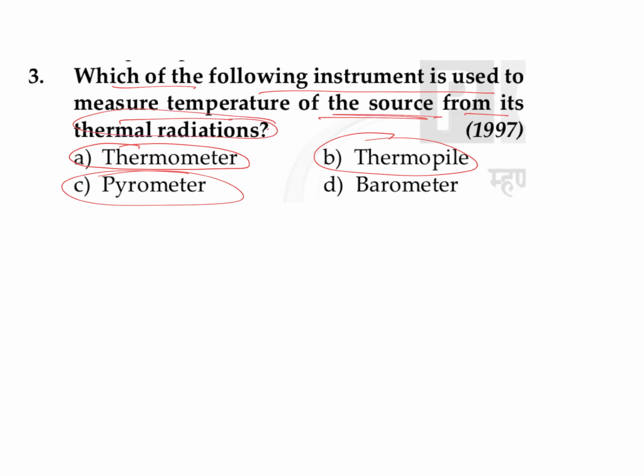So from thermal radiation we can measure temperature by using a pyrometer, and we know that a barometer is a device used for the measurement of pressure, not for temperature. Normally we use the barometer for the measurement of atmospheric pressure.